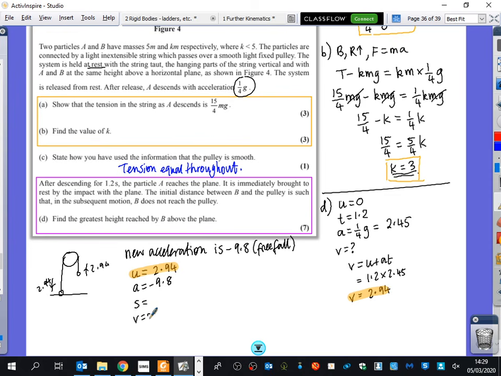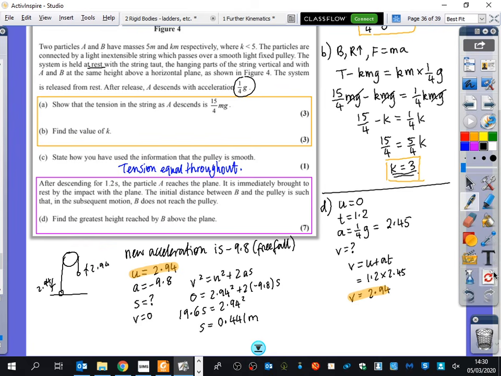And I know that v is equal to 0 when it gets to the top of that peak. So I get that v squared equals u squared plus 2as. So 0 equals 2.94 squared plus 2 times minus 9.8 s. So rearranging this, you get 19.6 s is 2.94 squared. And so s is 0.441 meters. So let's just think, that is telling me after this point here, it travels 0.441 meters.